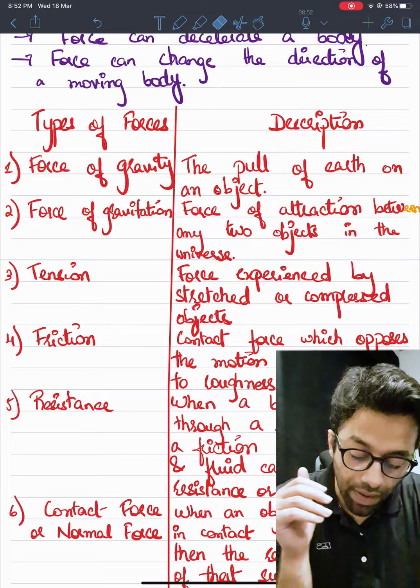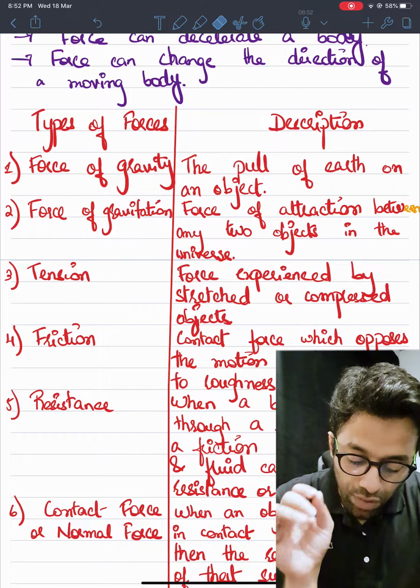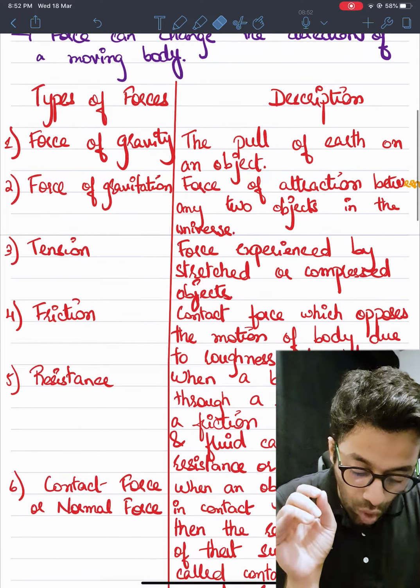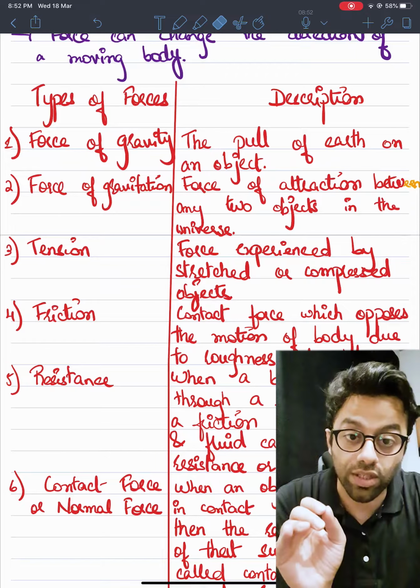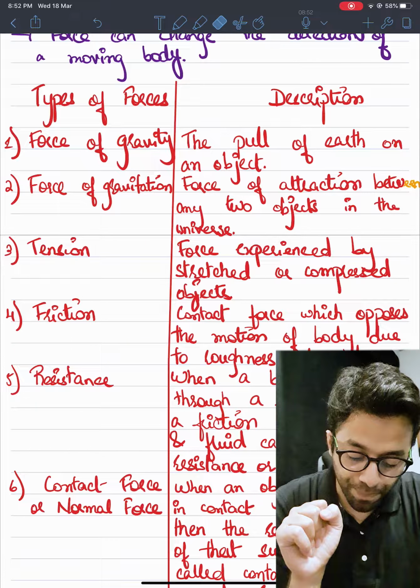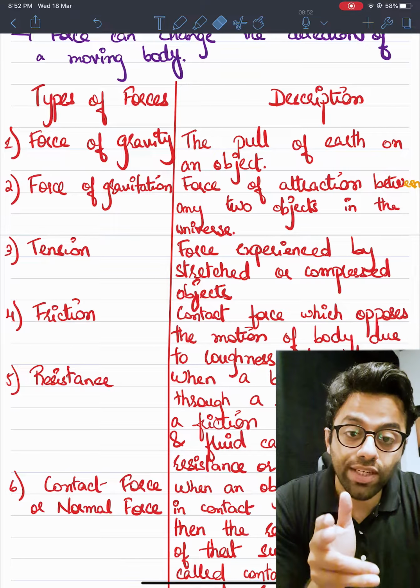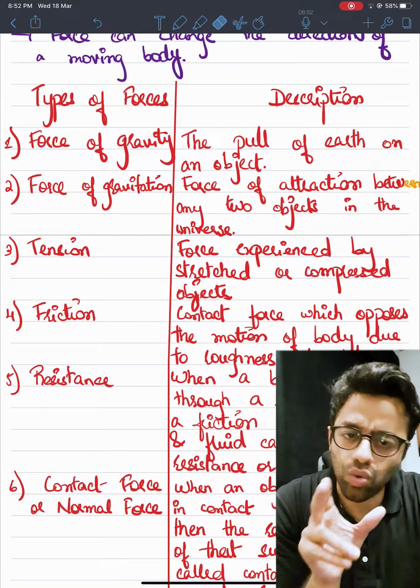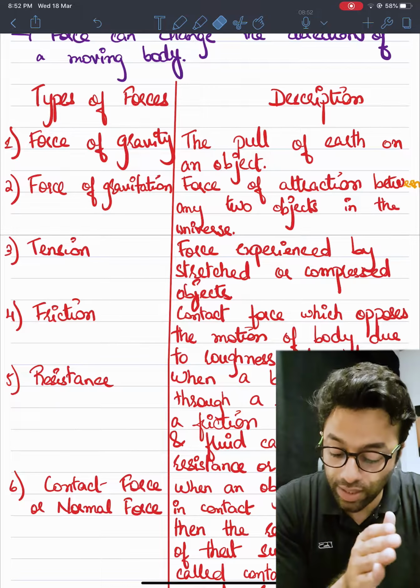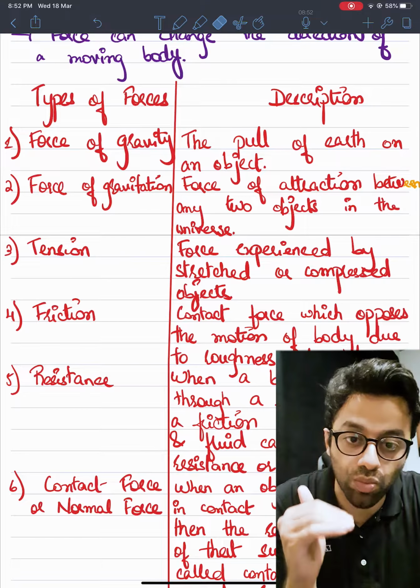Next, force of gravitation. Description: force of attraction between any two objects in the universe. Students, force of gravitation is not that important in O levels. You'll get questions here and there, but in A levels, this is discussed in much more detail.